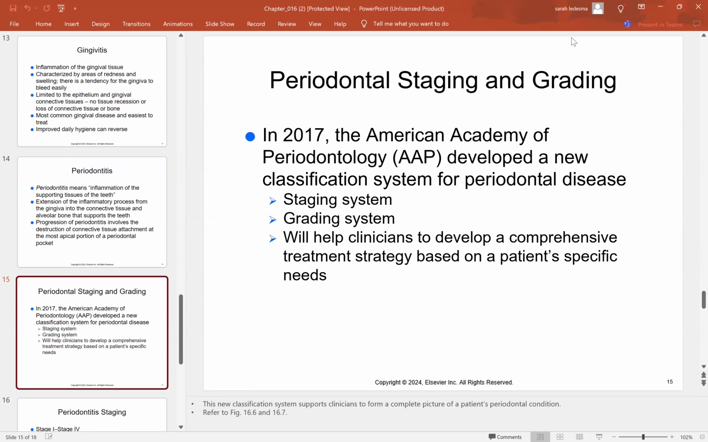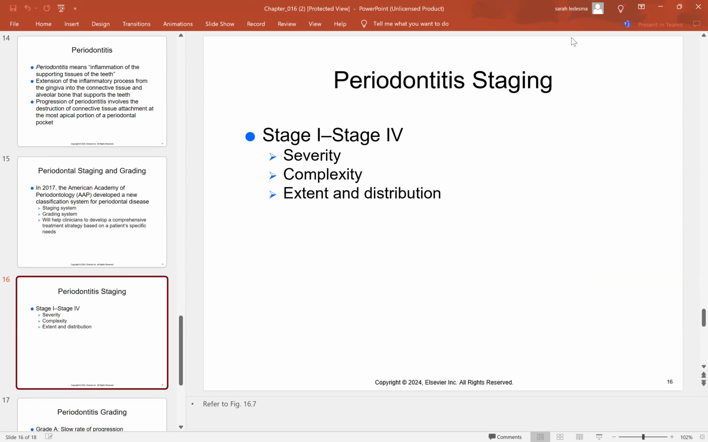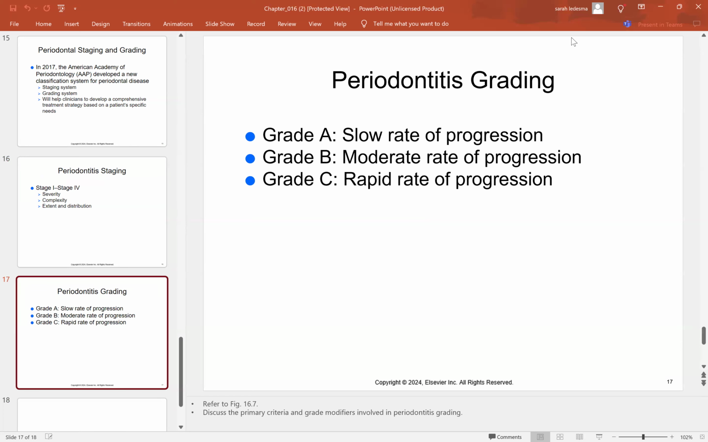In 2017, the American Academy of Periodontology developed a new classification system for periodontal disease. The staging system and grading system will help clinicians to develop a comprehensive treatment strategy based on the patient's specific needs. Stages 1 through 5 reflect severity, complexity, and extent of distribution. Grade A is slow rate of progression; B, moderate rate of progression; and C, rapid rate of progression.